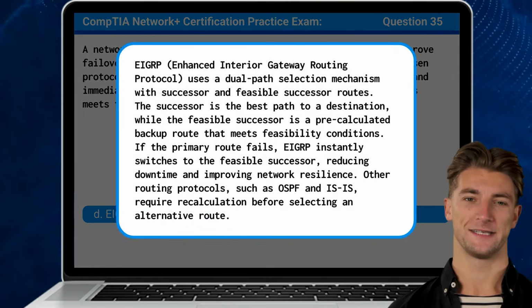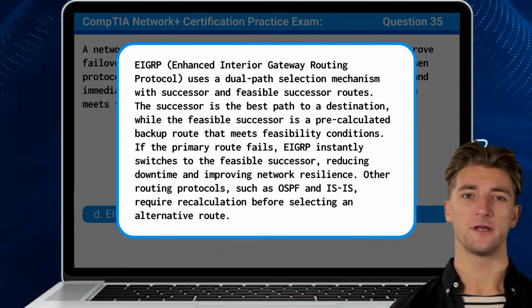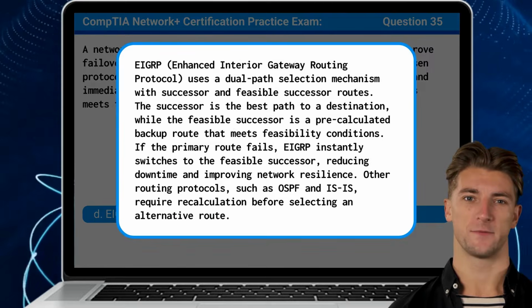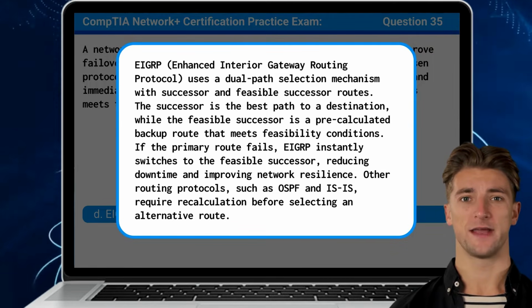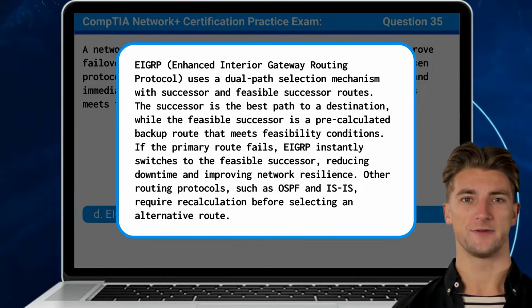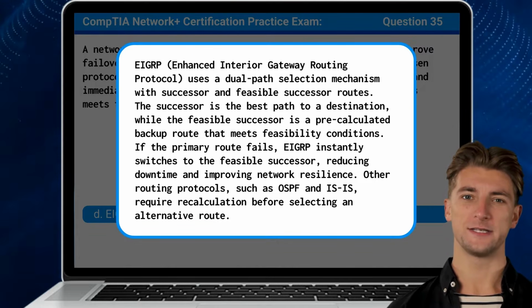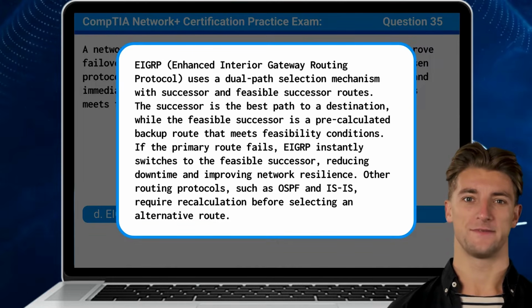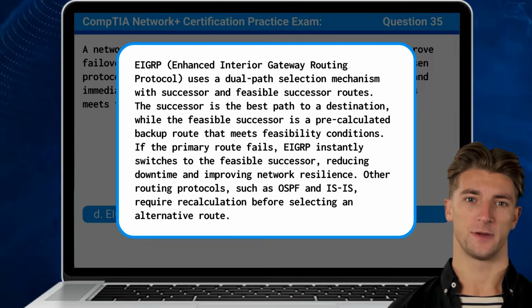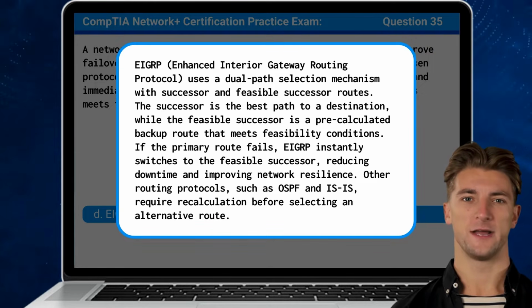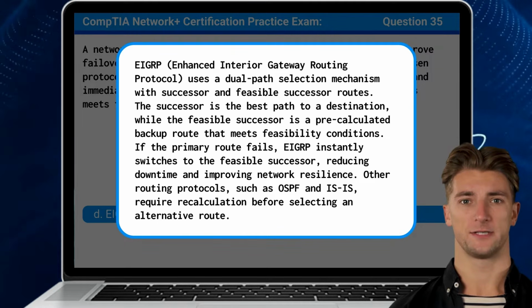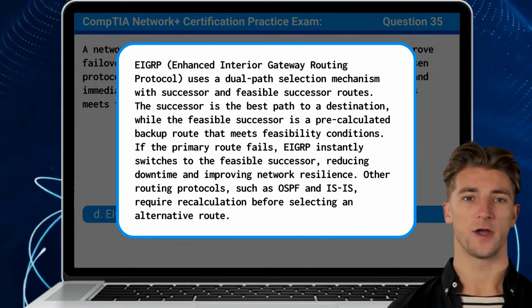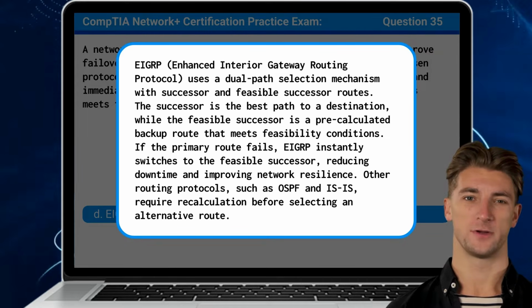EIGRP, or Enhanced Interior Gateway Routing Protocol, uses a dual-path selection mechanism with successor and feasible successor routes. The successor is the best path to a destination, while the feasible successor is a pre-calculated backup route that meets feasibility conditions. If the primary route fails, EIGRP instantly switches to the feasible successor, reducing downtime and improving network resilience. Other routing protocols, such as OSPF and IS-IS, require recalculation before selecting an alternative route.